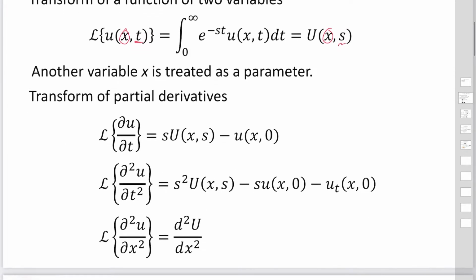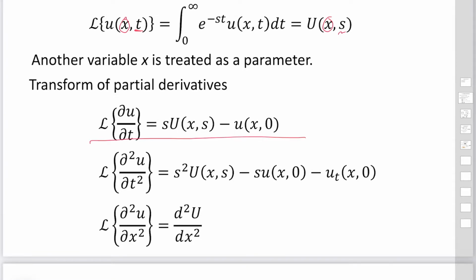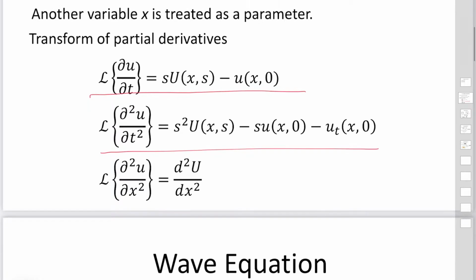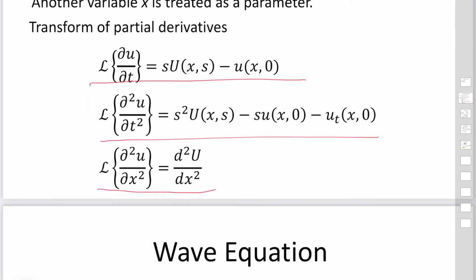The transform of a partial derivative with respect to t becomes s times the Laplace transform of u minus the initial value of u. And the second derivative, in the very same way, is s squared times the Laplace transform of u minus s u at t equals 0 minus the partial derivative of u with respect to t at t equals 0. When we transform the derivative with respect to x, independent of the Laplace transform in t, it becomes the second derivative of the Laplace transform of u with respect to x.